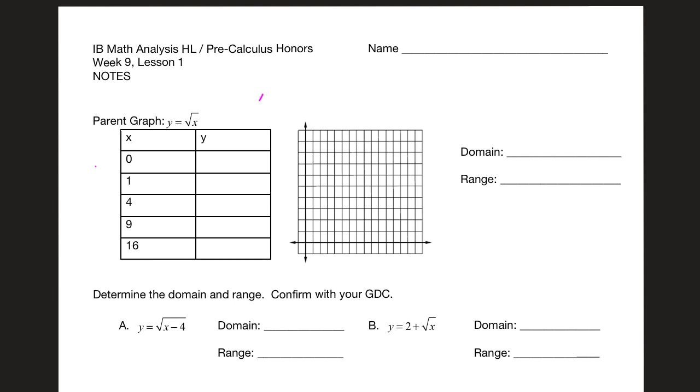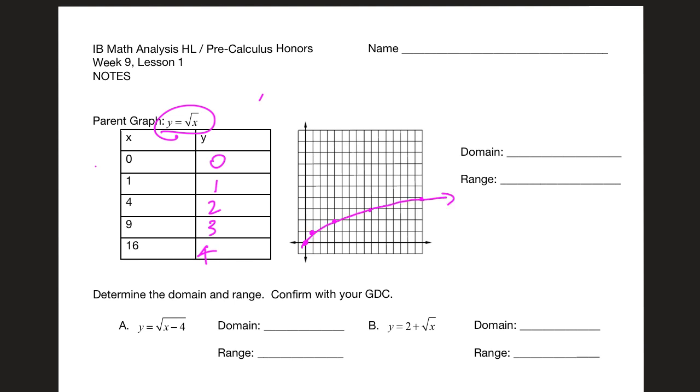So let's go ahead and fill this in. If I'm trying to fill in this XY chart and I plug in 0 and take the square root, I get 0. And if I take the square root of 1 and the square root of 4 and the square root of 9 and the square root of 16, then I can go ahead and graph this. And I have that ordered pair and that ordered pair.